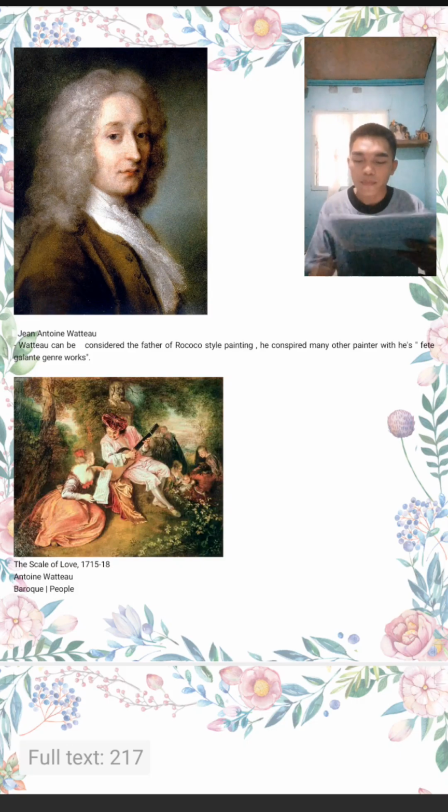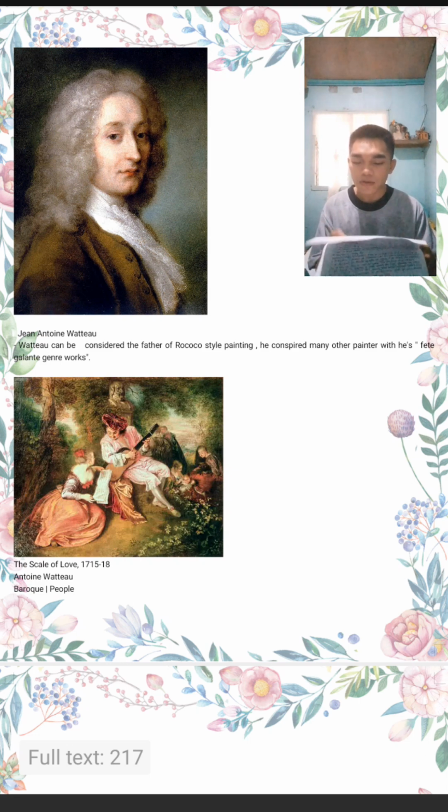Jean-Antoine Watteau. So Watteau can be considered as the father of Rococo style painting. He inspired many other painters with his Fête Galante genre work. So Fête Galante genre work, this kind of genre is characterized by its lightness, elegance, and playful theme.